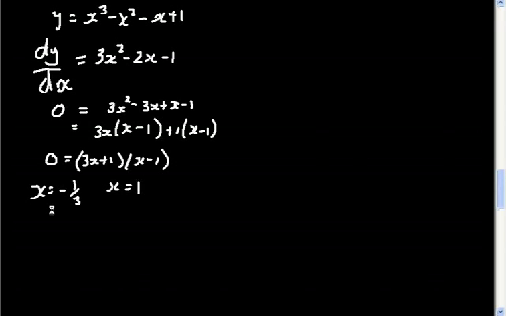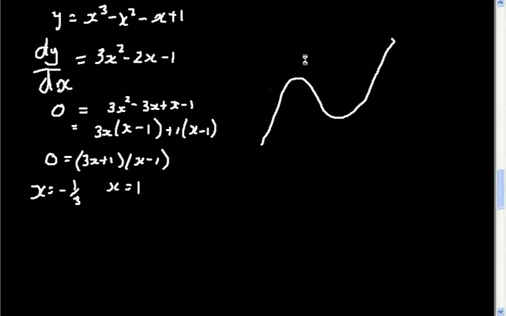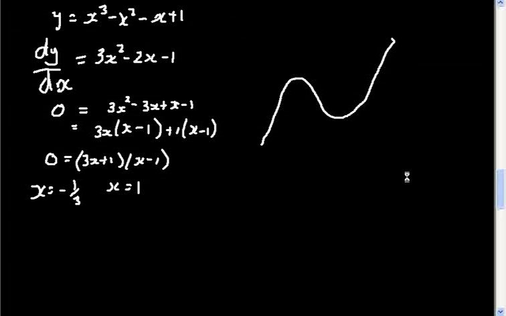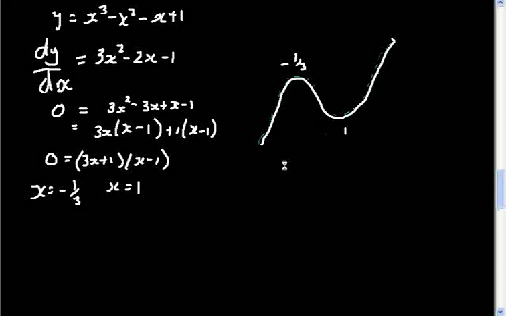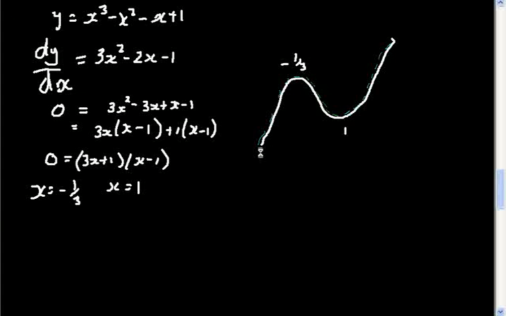Okay, so I differentiate to figure out the stationary points, dy/dx, and I make dy/dx equal to 0. These two are my stationary points, and I know that my graph looks like this because the x cubed term is positive. If the x cubed term was negative, it'd be the other way around. It'd go down like this, come up, and then go down again. Because my x cubed term is positive, it'll look like this. So the first stationary point is negative a third, and the other stationary point is 1.